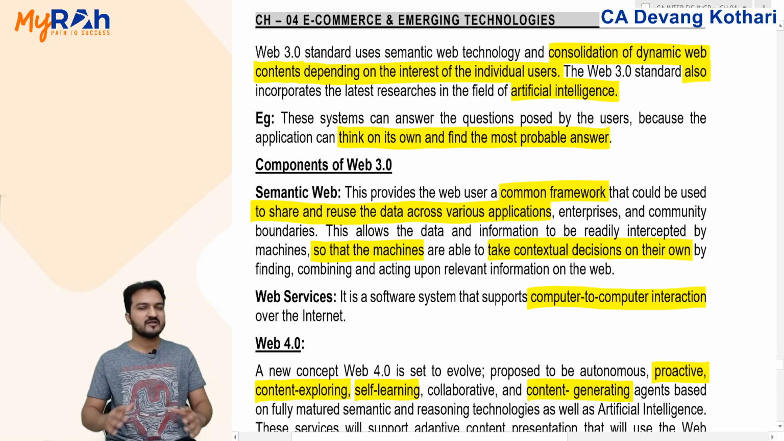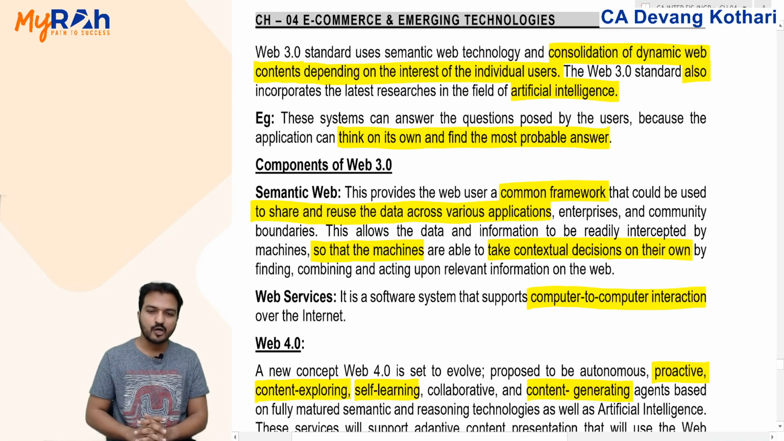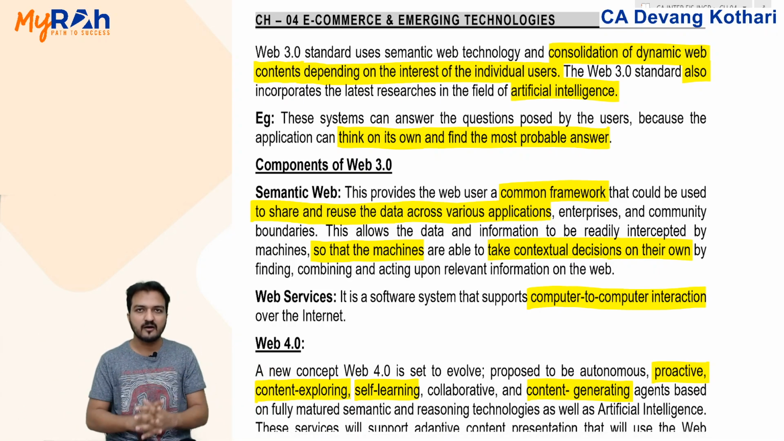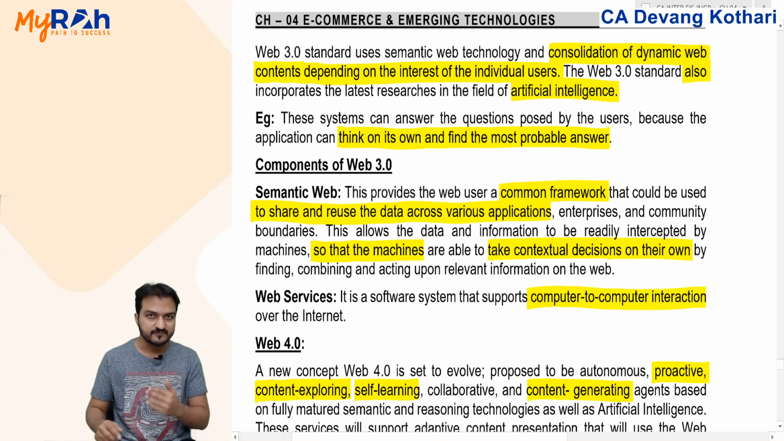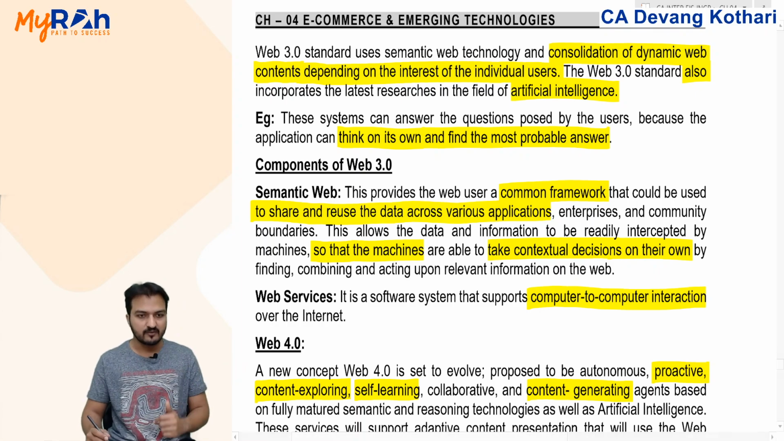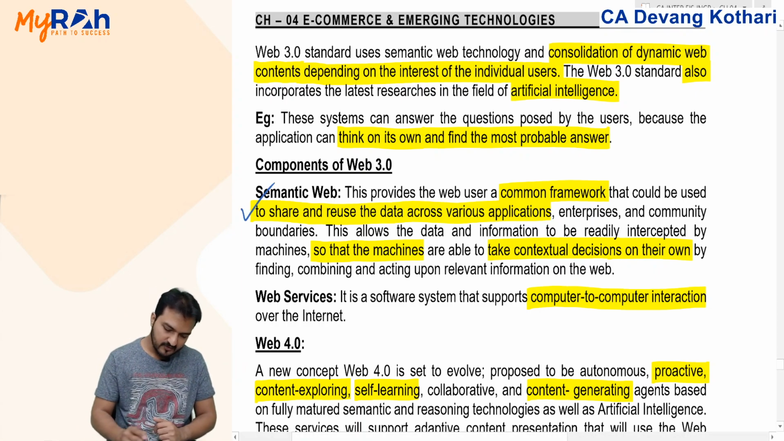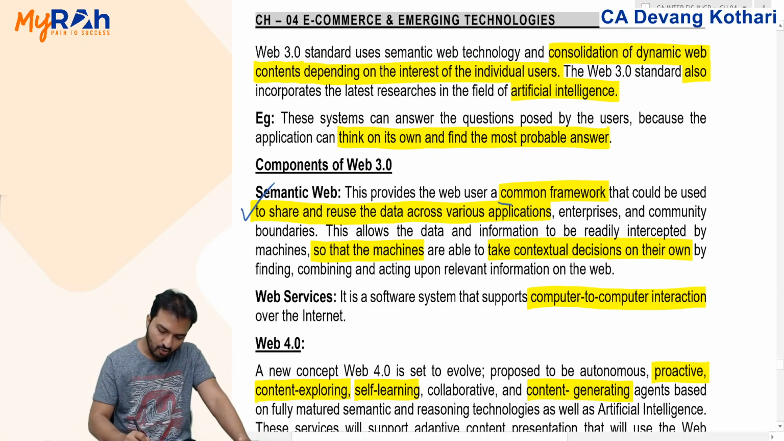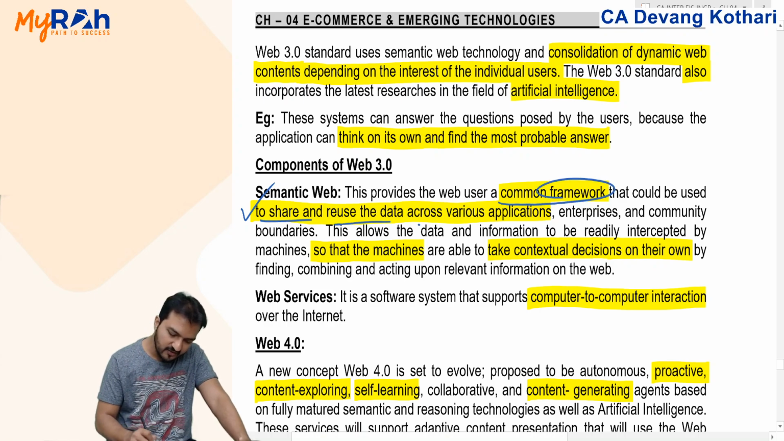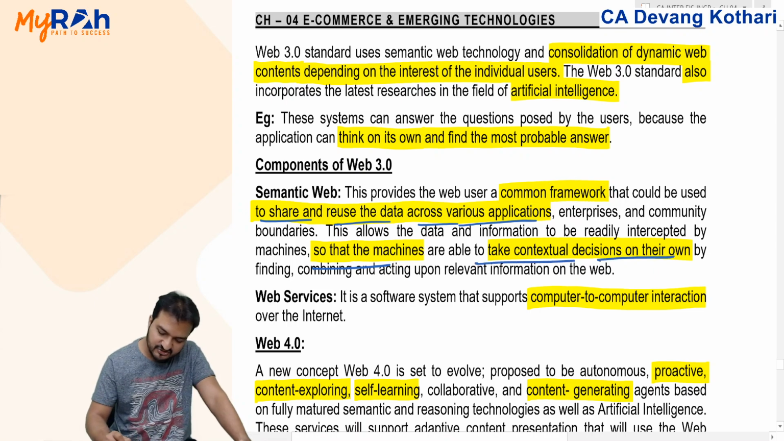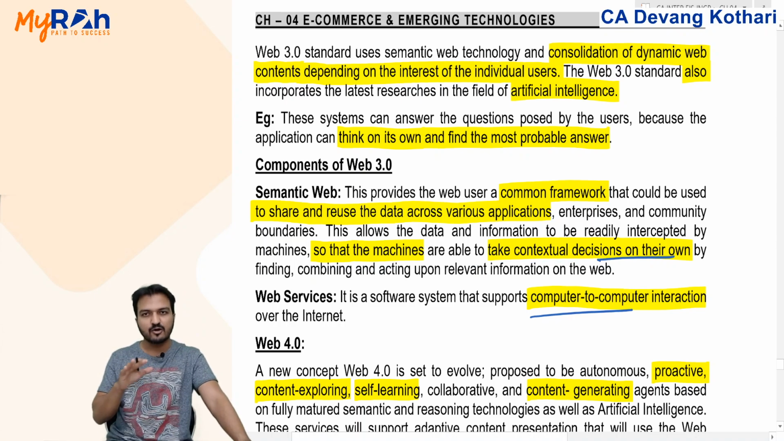Look, the internet contains lots of data about you. The Semantic Web will consolidate all your data from the internet to give you better services, better advertisements, and better answers to your questions, and all that comes under Web 3.0. The Semantic Web is basically a common framework to share and reuse data across various applications, so that the machines can take decisions on their own. Web services is computer to computer interaction. One computer can automatically interact with other computers on its own.